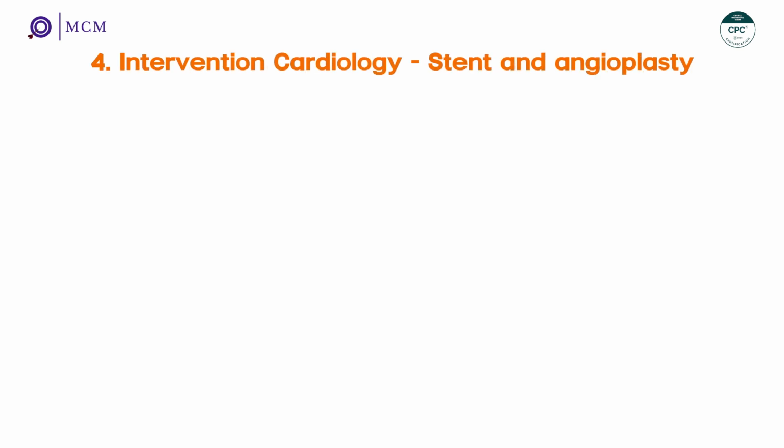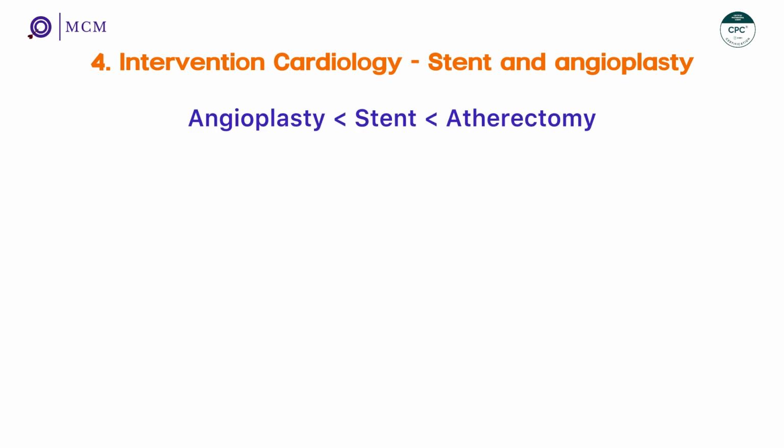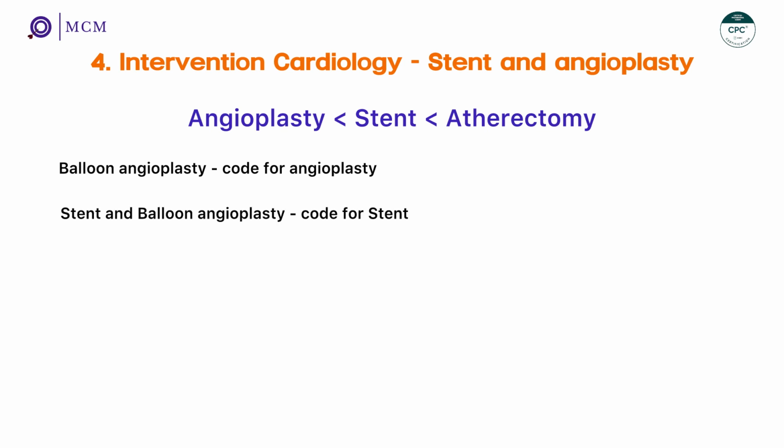4. Interventional cardiology, stents and angioplasty. Now let's talk about stents, balloon angioplasty, and atherectomy, all procedures used to open up blocked arteries. Here's a quick cheat sheet to remember. If a balloon angioplasty was done, you code for angioplasty. If a stent was placed, you code for stenting and not angioplasty separately. If atherectomy was done, you code for the atherectomy procedure and not angioplasty or stenting separately.